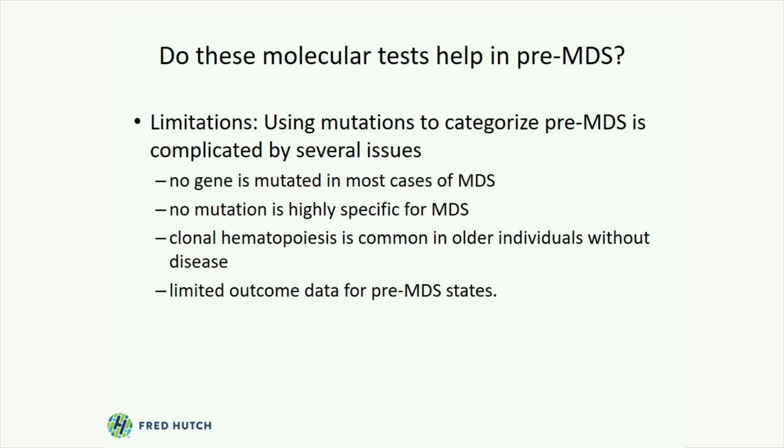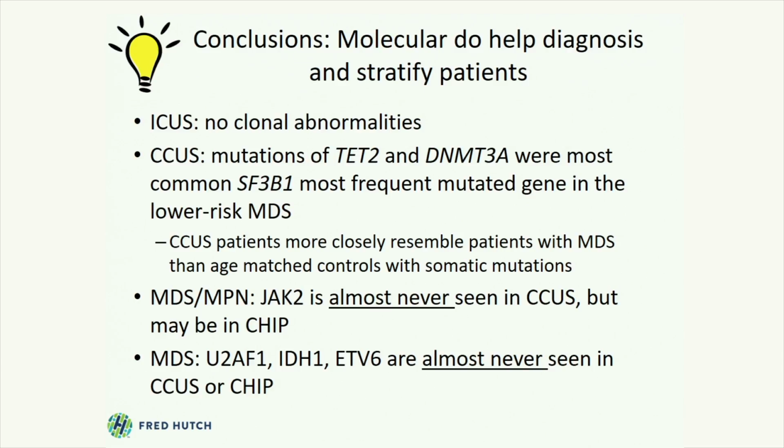There are some limitations. No gene is mutated in most cases of MDS. No mutation is highly specific for MDS. Clonal hematopoiesis is also common in older individuals, even those without disease. And there's also still limited outcome data for these pre-MDS states. It's becoming better, but the conclusion here is that I do think molecular testing can help diagnose and stratify these patients.